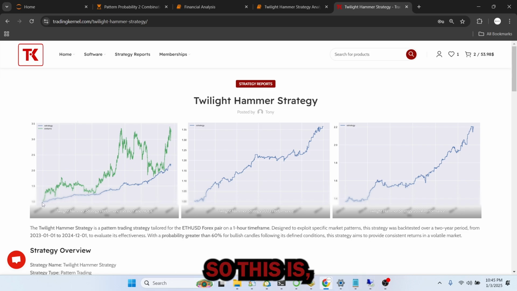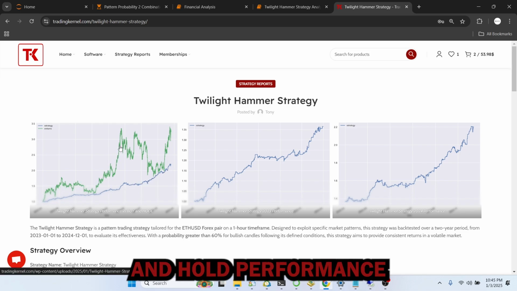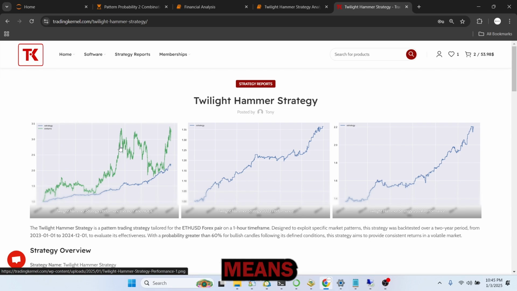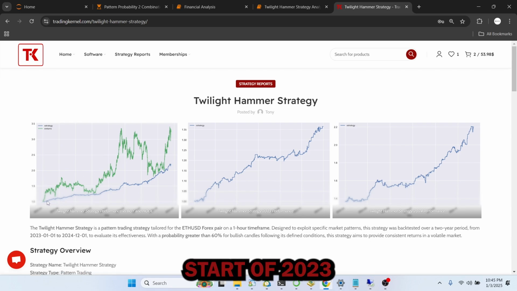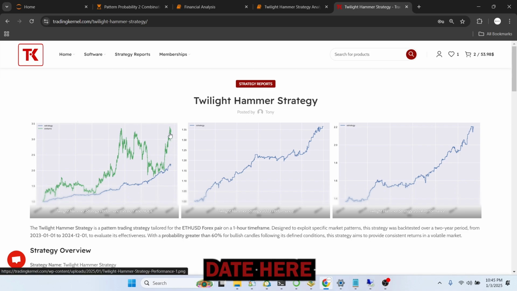The blue line here is the Twilight Hammer Strategy performance, and the green line here is the default buy and hold performance. Default buy and hold means if you had just bought at the start of 2023 and held that position up till the current date here.